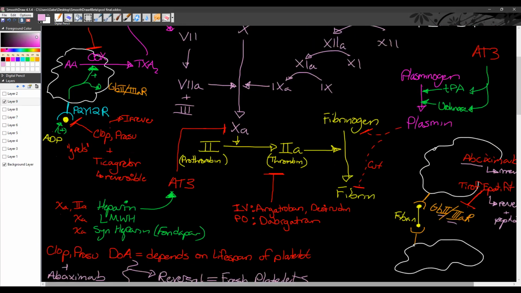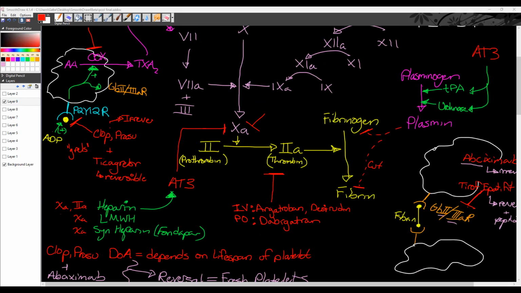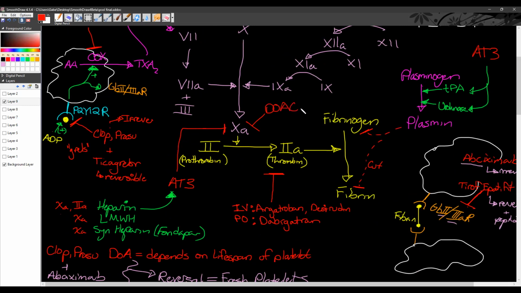All right. Let's talk about other drugs that inhibit factor 10. So what are other drugs that work on factor 10? Right. These would be our DOACs. Apixaban, rivaroxaban, edoxaban, all those good fun ones. This is where we talked about earlier the reversal agent. So reversal is andexanet.